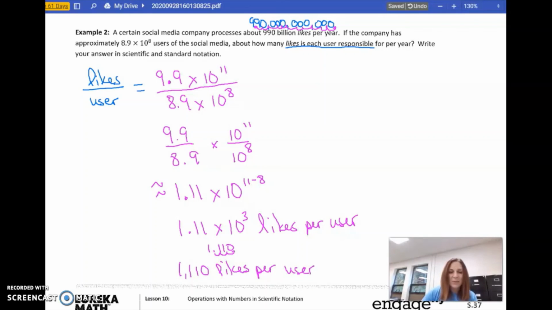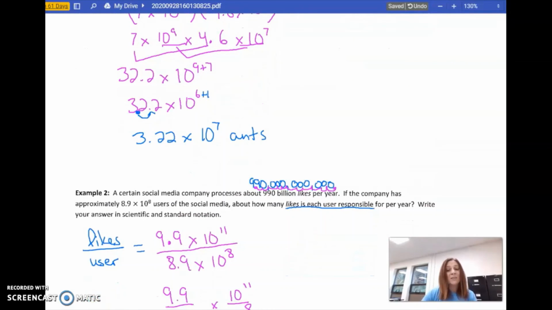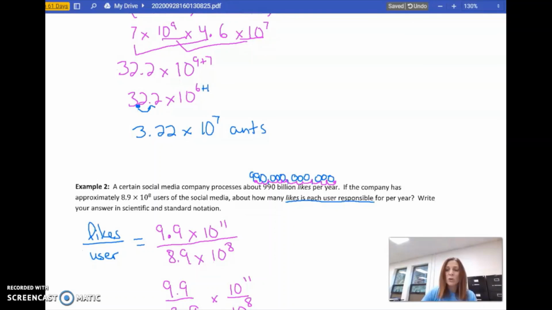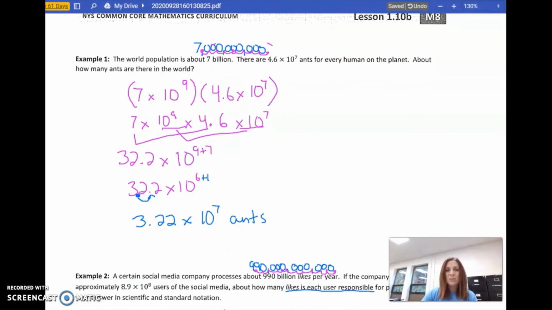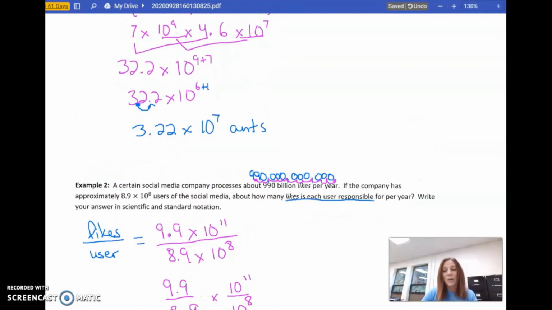So a couple things to take away from this. Using your exponent rules, whether you're dividing or you're multiplying, different than addition, we don't have to have the same power of 10. Subtraction too. And the other thing is, if you don't know if you're multiplying or dividing, use some easier numbers. Kind of just go with what makes sense, and then use that same operation for our really big or really small numbers.